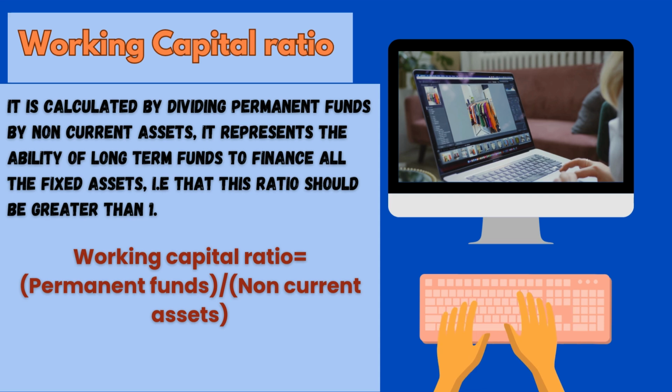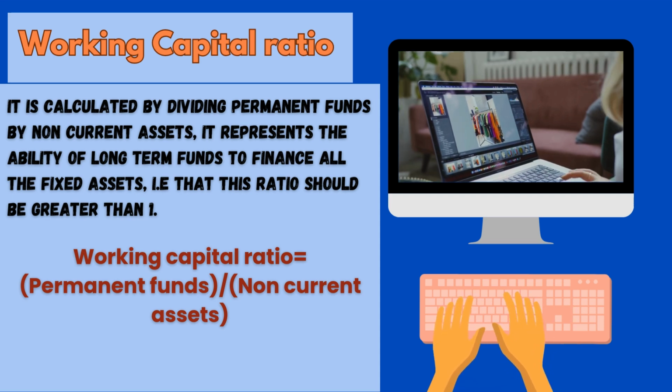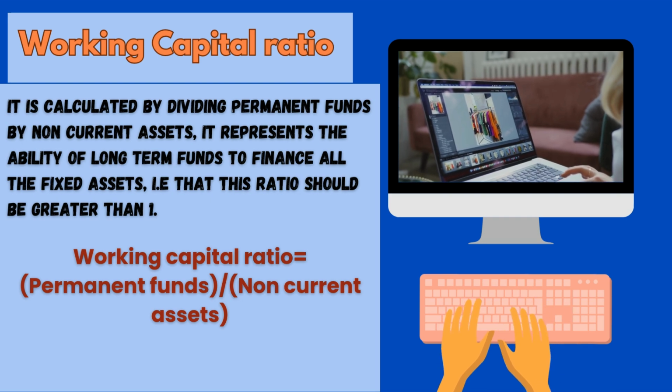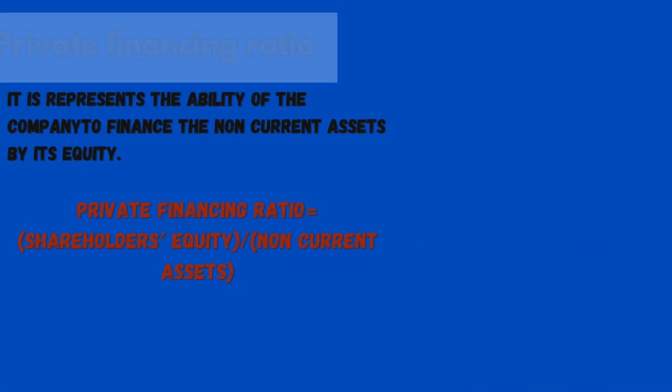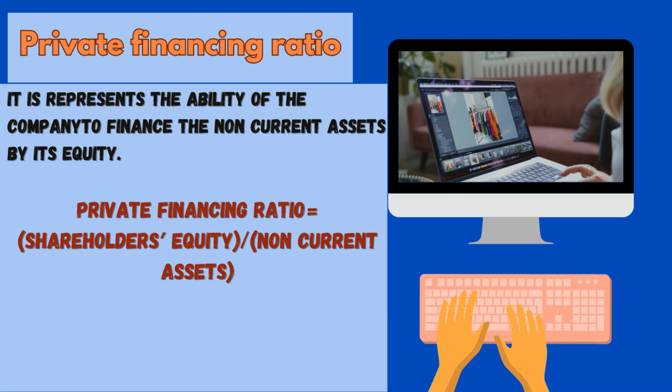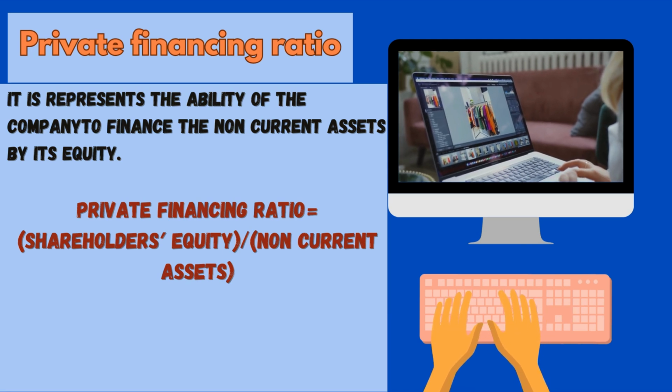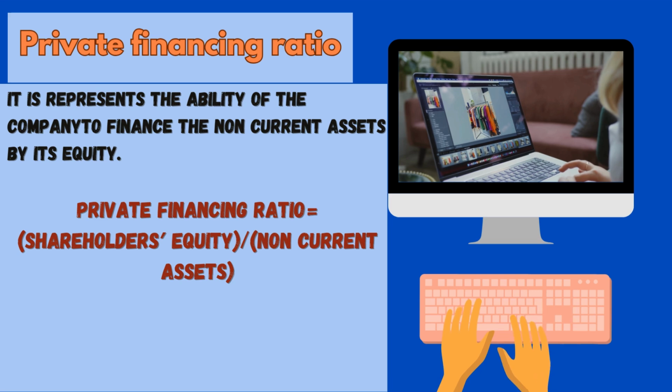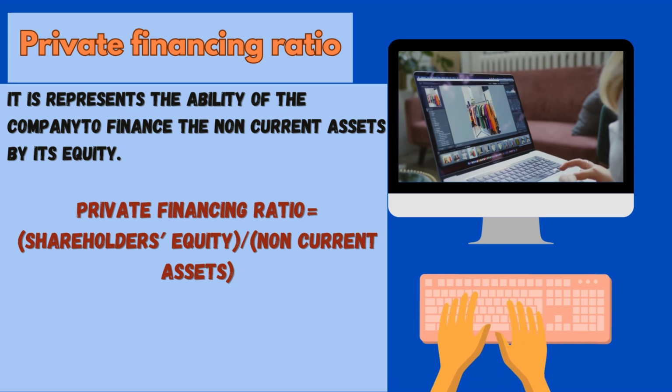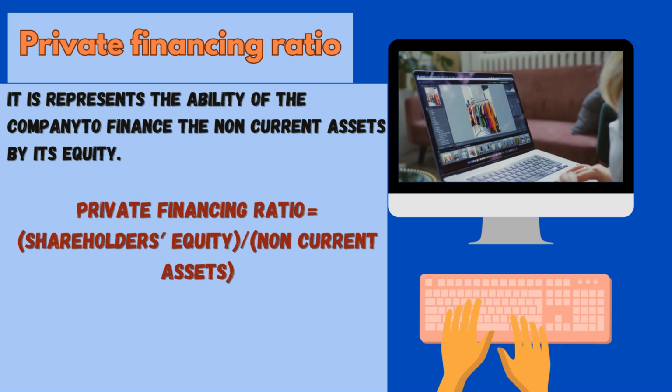Next, the ratio that we can calculate is the private financing ratio. It represents the ability of the company to finance the non-current assets, but here by its equity, meaning the shareholders' equity. Here we have to divide the shareholders' equity by the non-current assets.